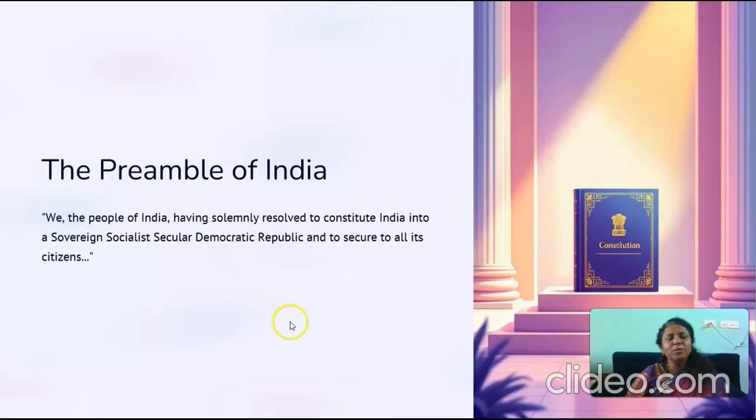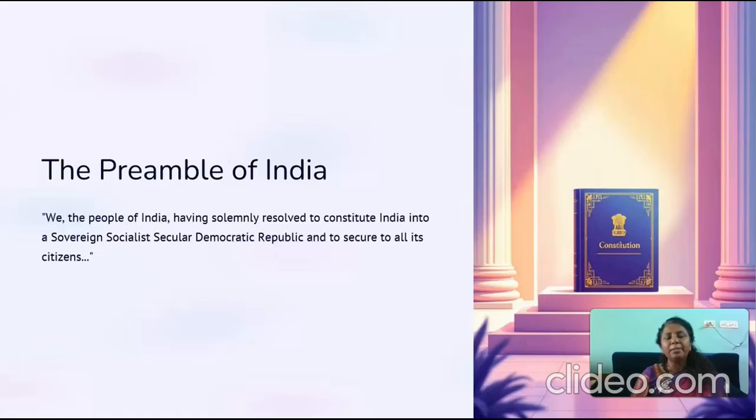Dear students, today we are going to talk about the preamble of India. Our preamble starts like this: We, the people of India, having solemnly resolved to constitute India into a sovereign, socialist, secular, democratic republic, and to secure to all its citizens. So that's the beginning of our preamble.